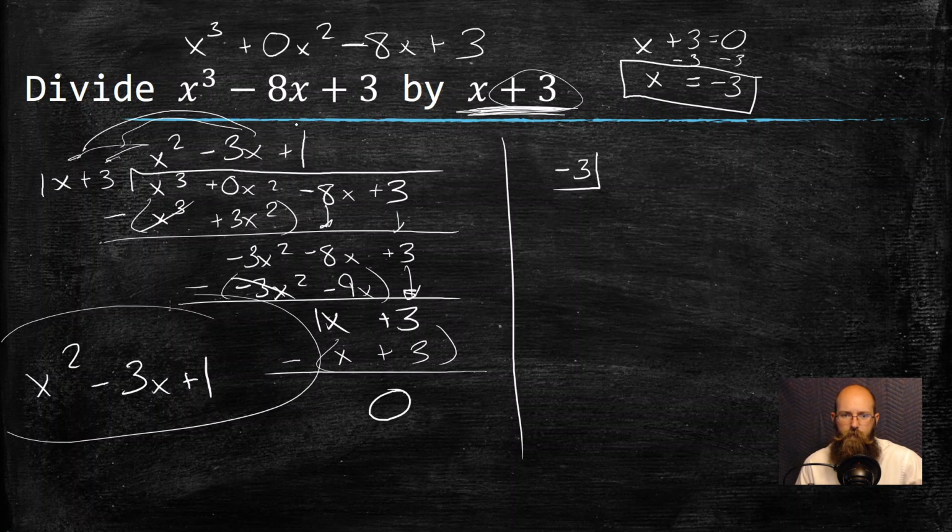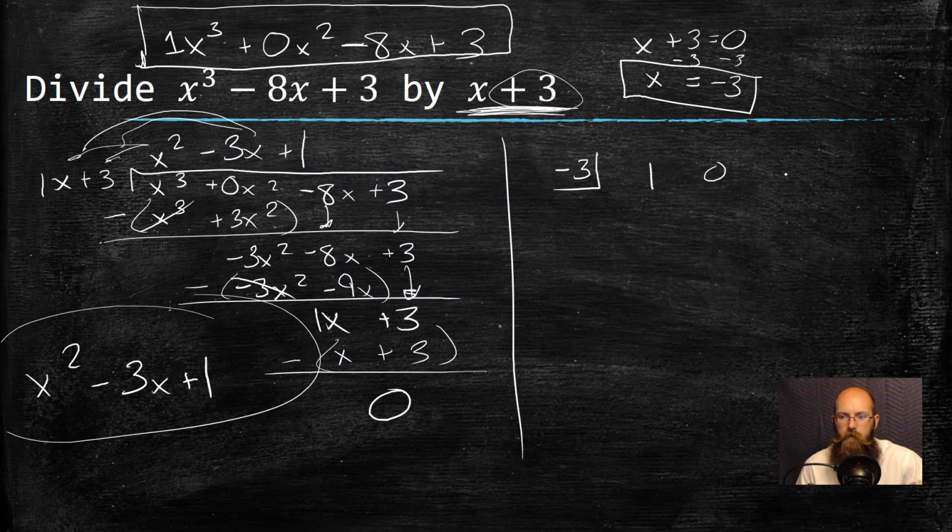Then this chunk up here, the one where I wrote it out with that 0x squareds in there, I'm going to take all of their coefficients. So 1, 0, negative 8, 3. Oops, I turned my negative 8 into a 3, I just need to fix it. 1, 0, negative 8, 3. So I literally just took my coefficients out. That's why it's very important that we write that x squared in there, that there's 0 of them.